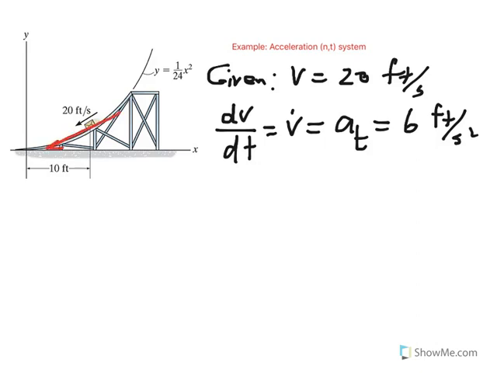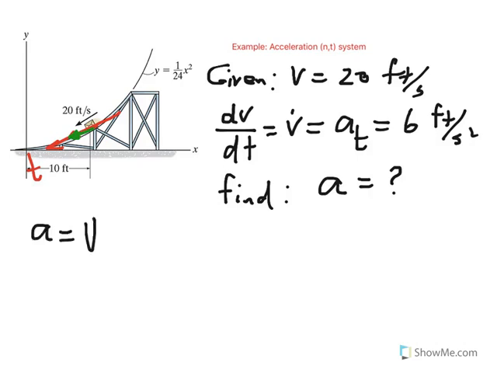So if this is our t-axis, we know that there is a component of tangential acceleration like this, and that would be 6 feet per second squared. What we want to find at this instant, at this position, x equal 10, is the magnitude of acceleration. So we know that magnitude of acceleration is part tangential, so a sub t squared, plus the centripetal or normal acceleration squared.